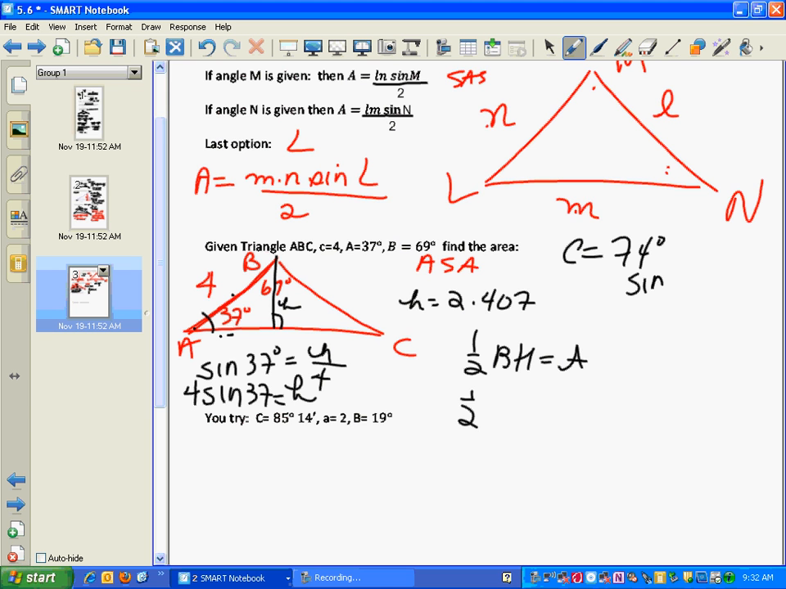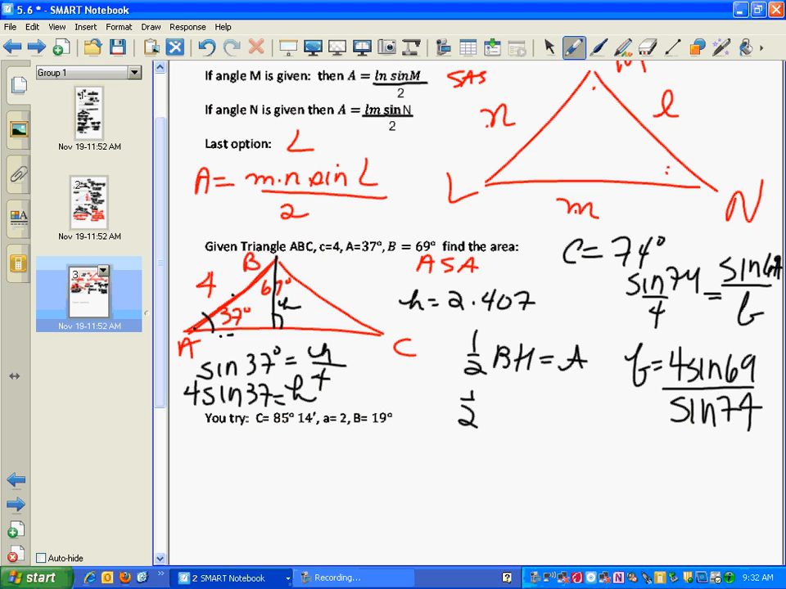We're going to say the sine of 74 over 4 is equal to, what side are we looking for? So we have to say the sine of 69 over B. So then B is going to equal 4 sine of 69 over the sine of 74. So what does that make B? 3 places?